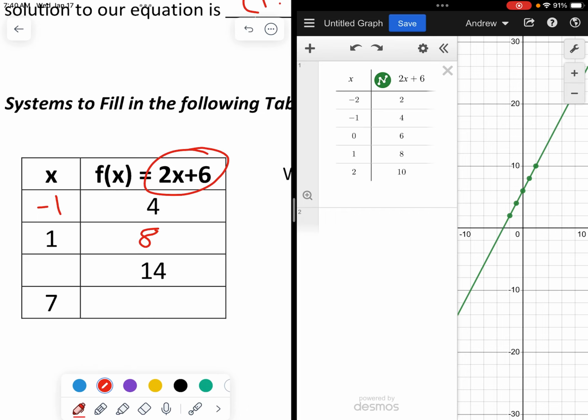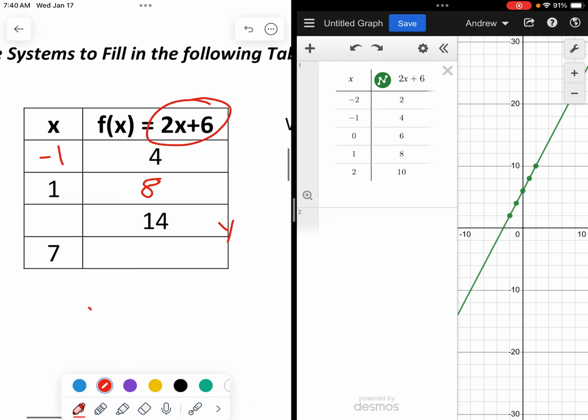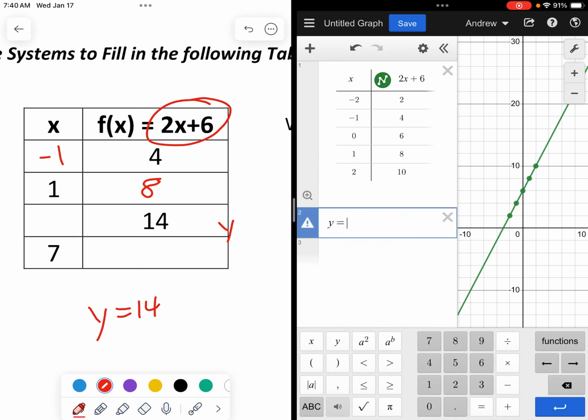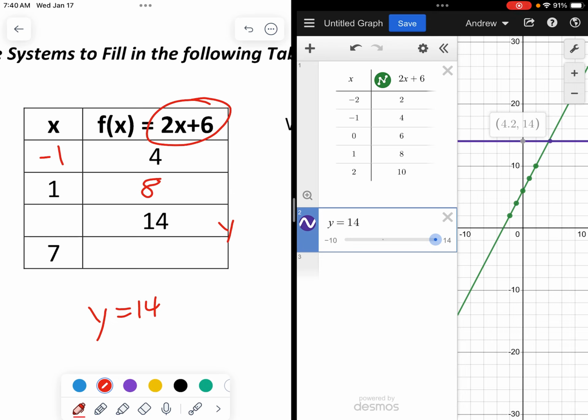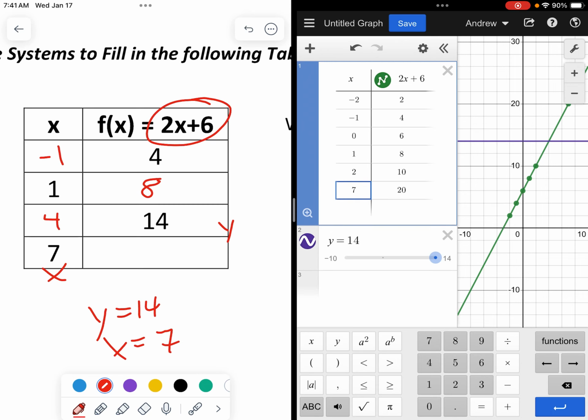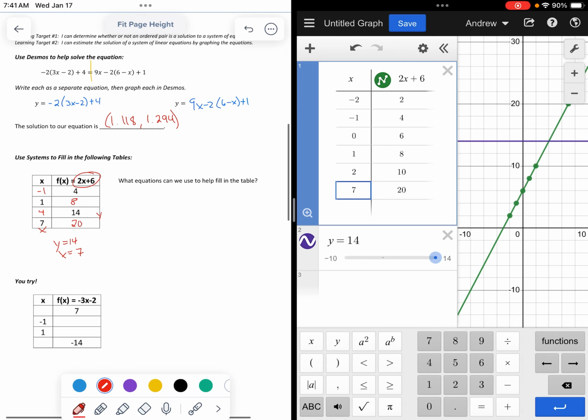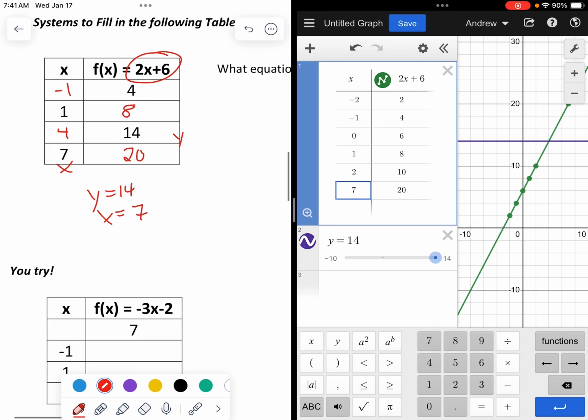So what can we use? Well, we know that this is a y value, so we could say y equals 14 and see where that connects, which in this case is at 4, 14. If I can get it to connect, there we go. So that would be 4. And then since this one's an x value, you could say x equals 7, or you could just type the 7 into the table, and that's going to give you 20. All right, so that's kind of an easier way to fill out that table, use that top equation.